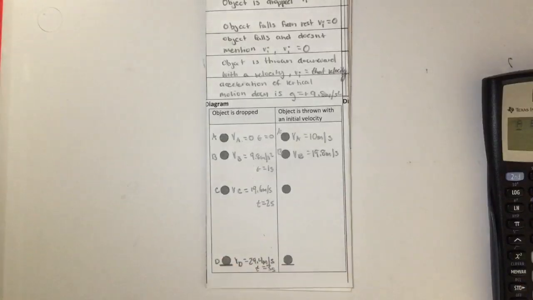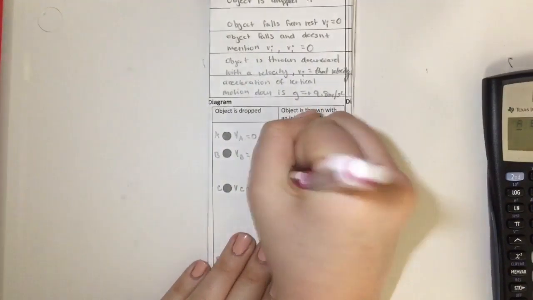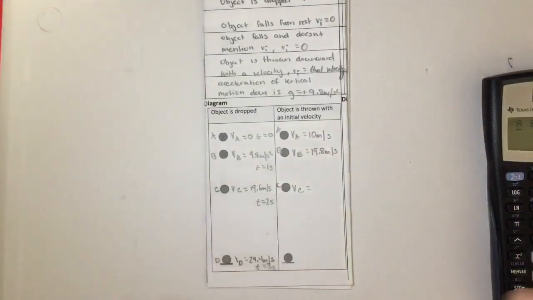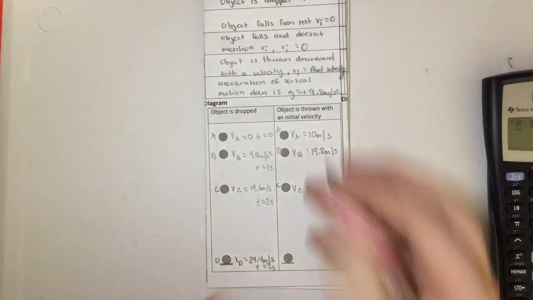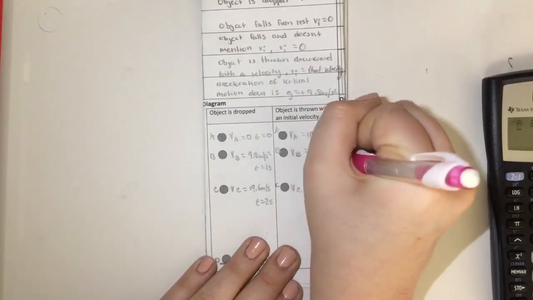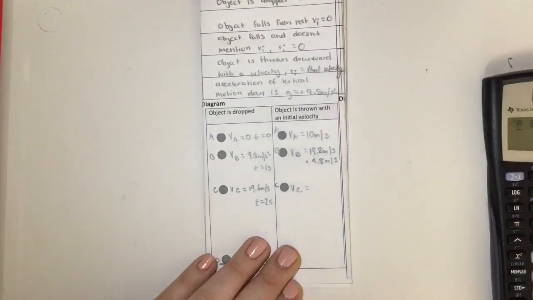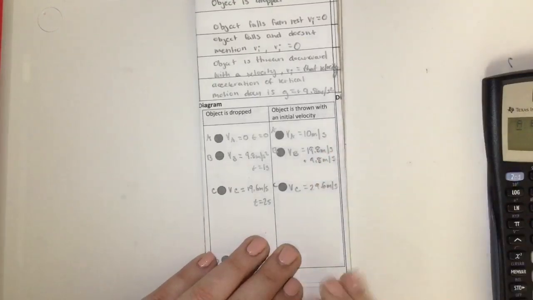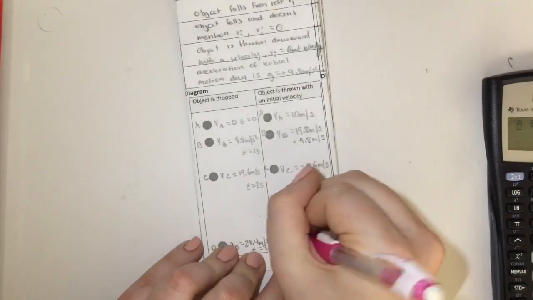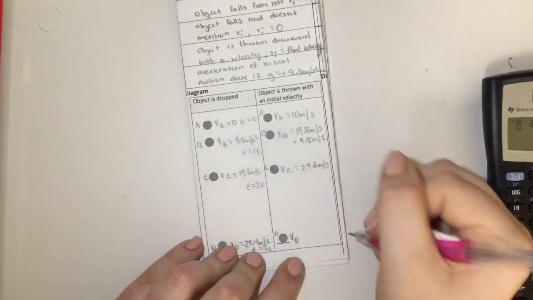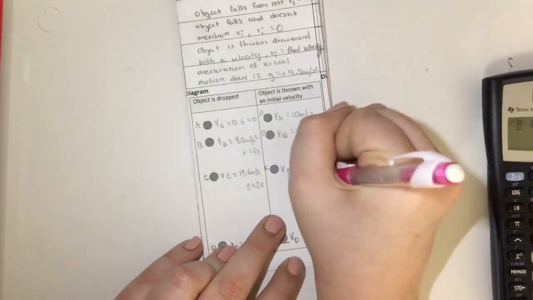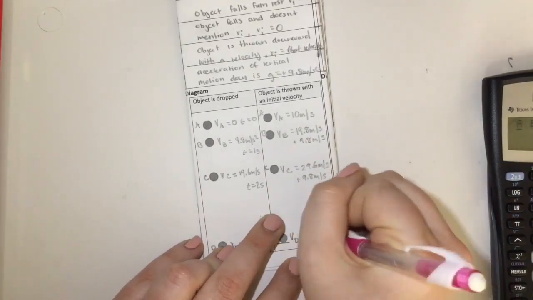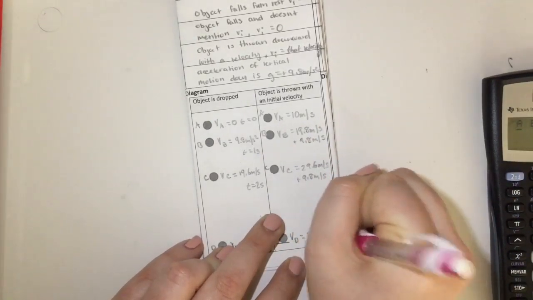And so for our next second, velocity C, once again, we're going to add another 9.8 meters per second. And so that's going to give us 29.6 meters per second. All right. And finally, to get velocity D, we're going to add another 9.8 meters per second. So velocity D is going to equal 39.4 meters per second.